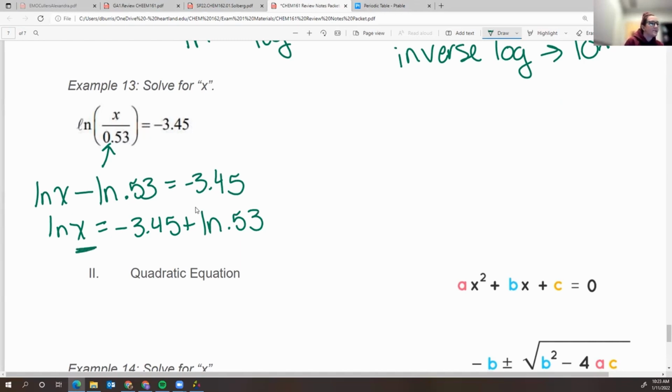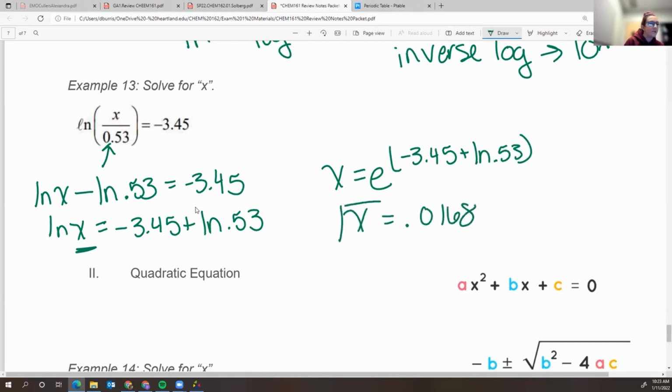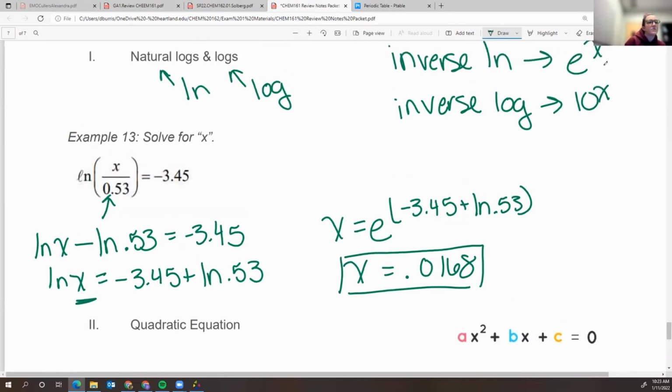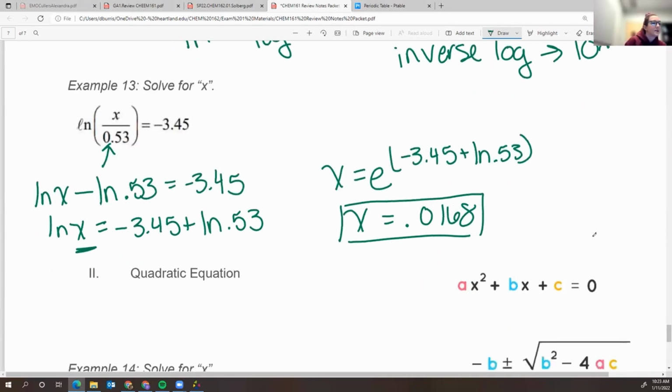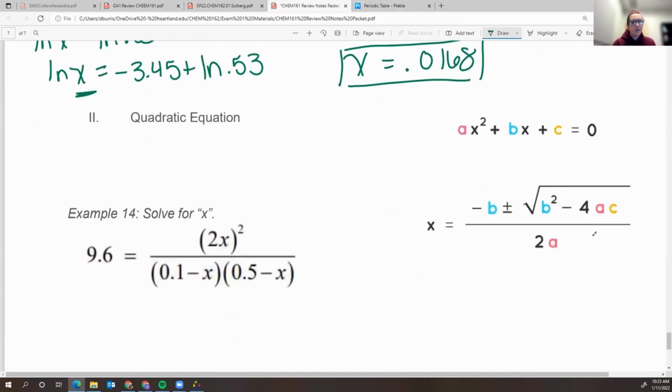Now, if I want to get x by itself, remember the inverse of the natural log is e to the x. So essentially, x equals e to the whatever this number was, negative 3.45 plus the natural log of 0.53. And you should get that x is 0.0168. I highly recommend trying that in your calculator right now. But remember, these are your inverses. This is going to be important when we're talking about pHs and buffers and equilibrium and all those kinds of things. Last thing is the quadratic equation.